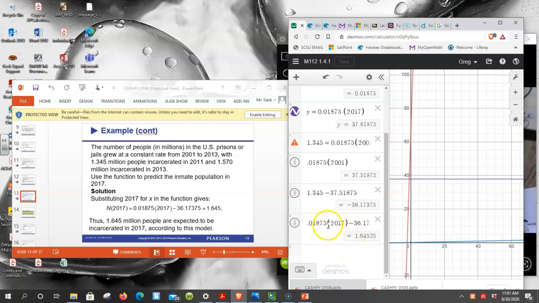Now the key parts were finding the slope, which we did earlier, and then we plug in a point that we have to define the b. Okay, so y equals mx plus b. We put in a y and an x. I chose 2001 and 1.345. You could have chosen 2013 with 1.57 and gotten the same answer. Moving on.